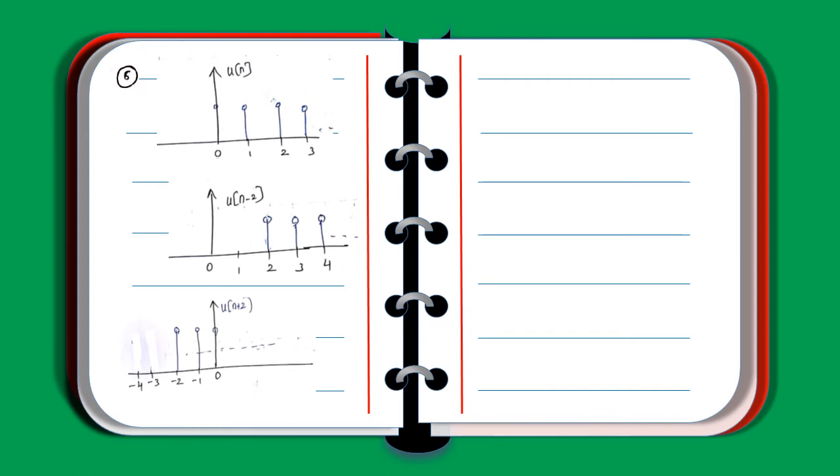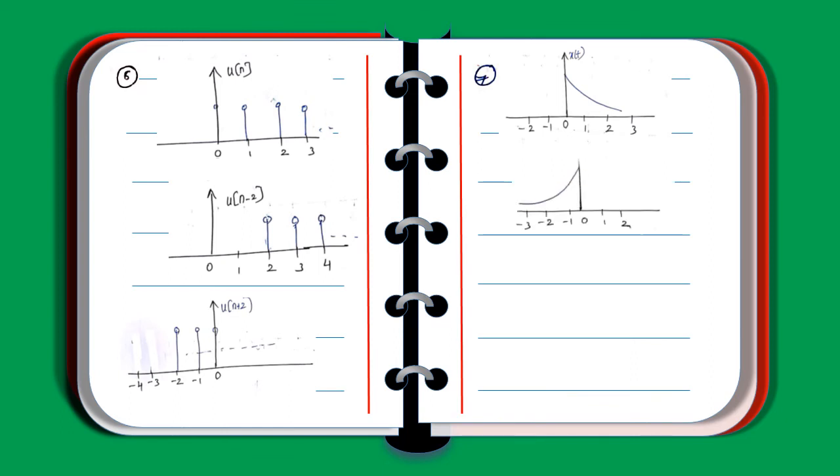Now let us see the last operation which we have learned, that is time reversal. Consider a signal x of t as shown in the figure. Draw the time reversed version of x of t, that is x of minus t. The graph of the signal will be like this. You can see that x of t and x of minus t are just reflections about the vertical axis.